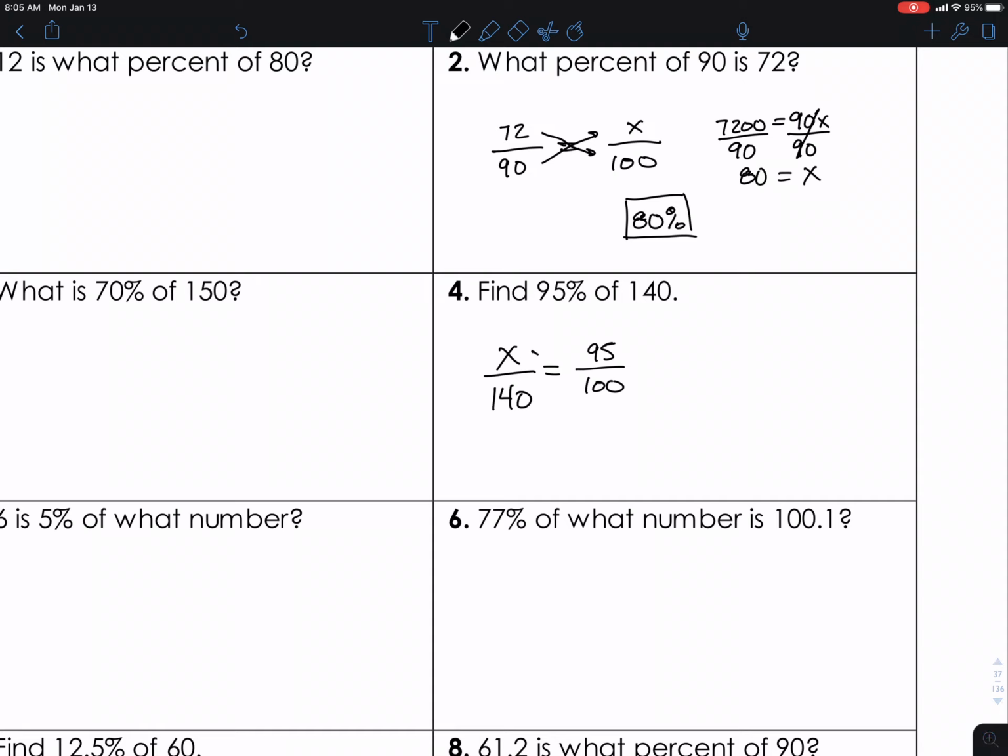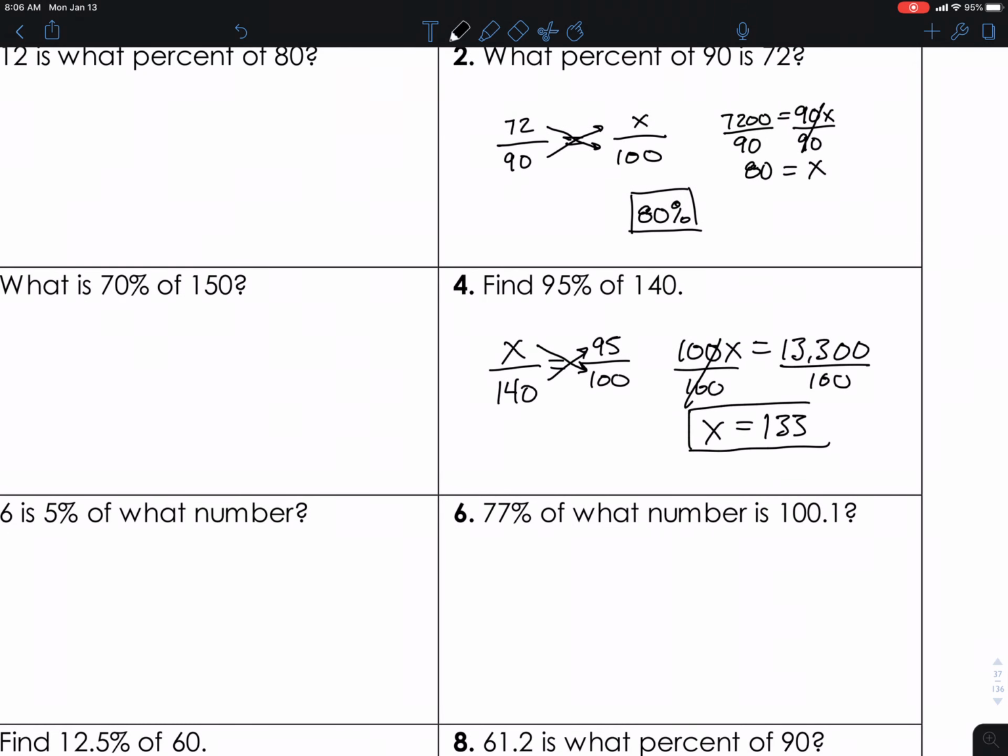So let's cross multiply again. X times 100, 100x. Put an equal sign. 140 times 95. I don't know that off the top of my head, but I could use a calculator and figure it out. 13,300. Again, one-step equation. Divide by 100 on both sides. That goes away. We have x equals 133. So 133 is 95% of 140. So that's my answer. If you think about it, 133 is almost 140. So 95% is almost 100%, so it makes sense.